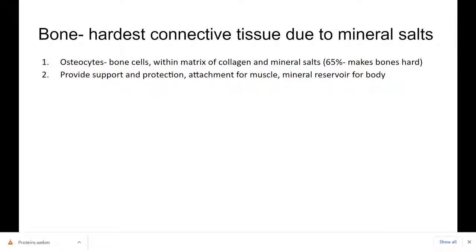What's the job of bone? Well, you can see it there, and you've already talked about these in class. Attachment for muscle. We can store minerals there. Malnourished individuals sometimes have really weak bones because their bodies have had to take minerals from their bones to nourish them. And then obviously support and protection.